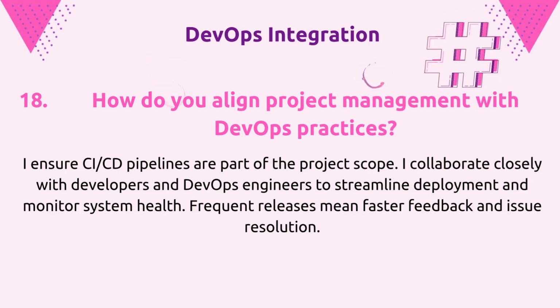Question 18 related to DevOps integration. How do you align project management with DevOps practices? I ensure CI/CD pipelines are part of the project scope. I collaborate closely with developers and DevOps engineers to streamline deployment and monitor system health. Frequent releases mean faster feedback and issue resolution.